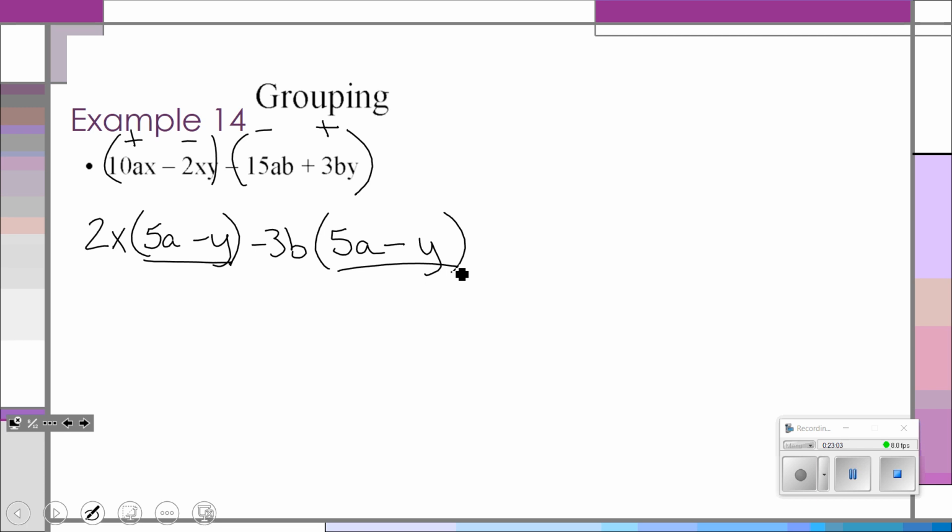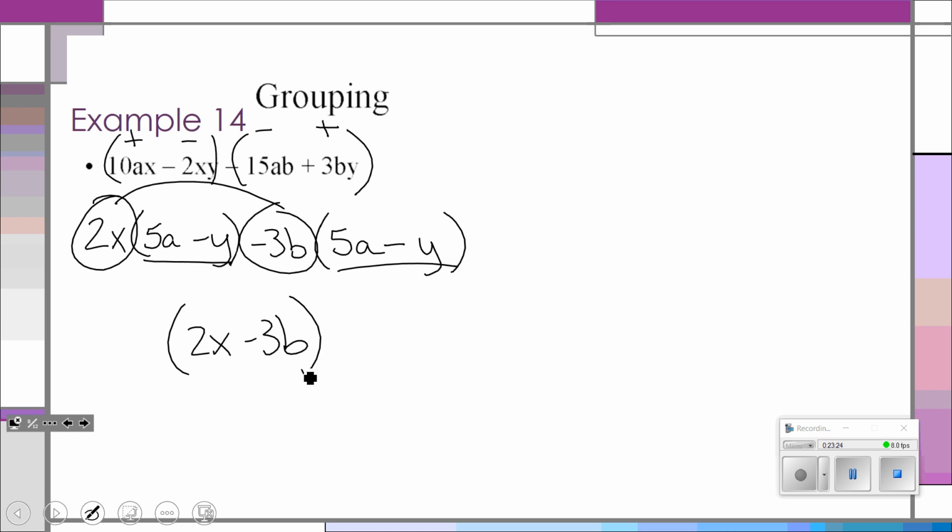All right, so here's what I will say is another way to write this. If 2x is being multiplied by 5a minus y, and negative 3b is being multiplied by 5a minus y, a shorter way to write that is to put these two pieces together and say 2x minus 3b. Both of them are being multiplied by what?